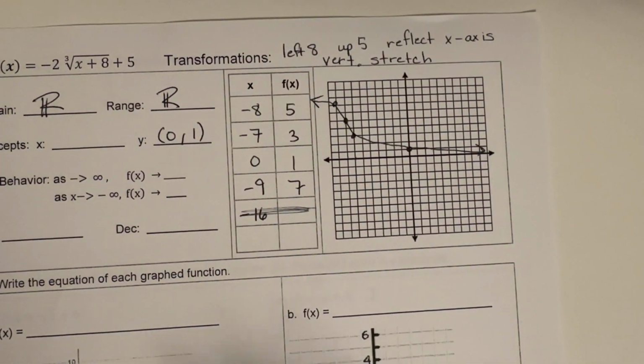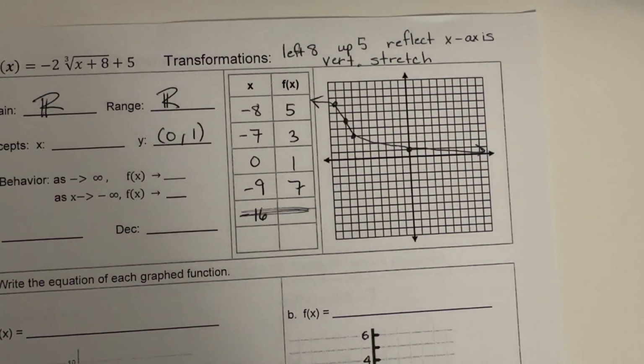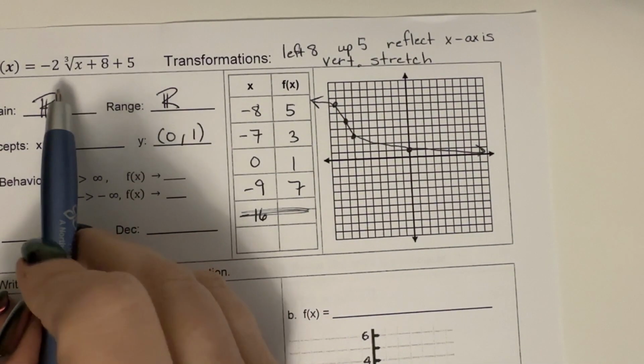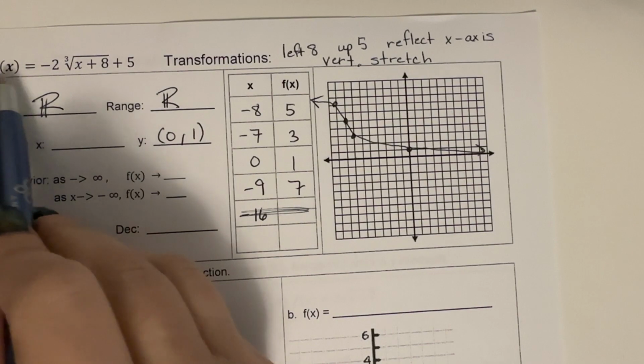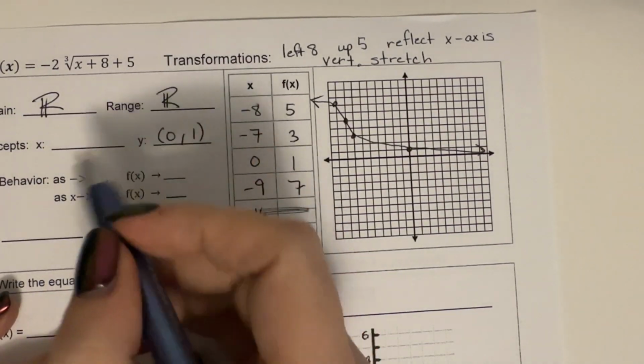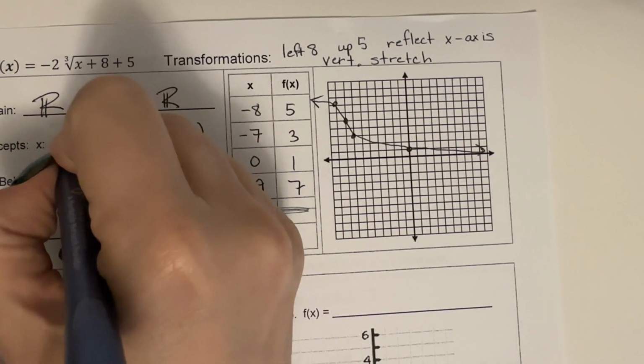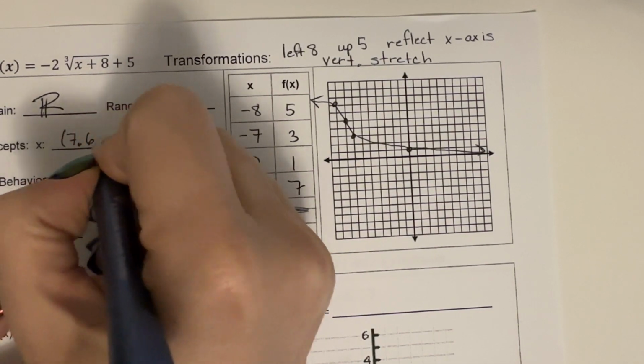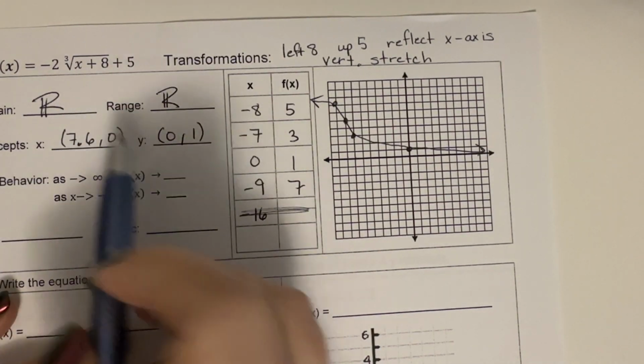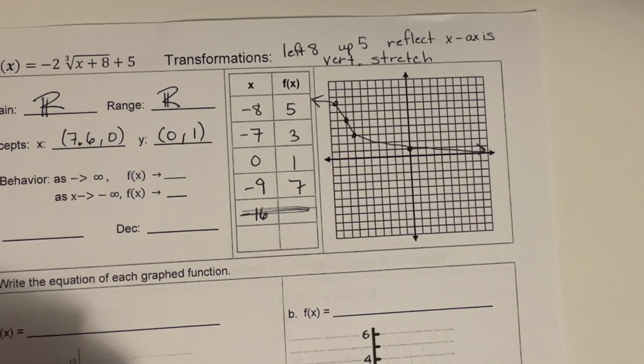So if I want to find the x-intercept, I can. All you have to do in order to actually find that x-intercept is set that equation equal to 0 and solve it. It does come out to be about 7.6, 0. And again, we'll spend some time solving these in just a moment.